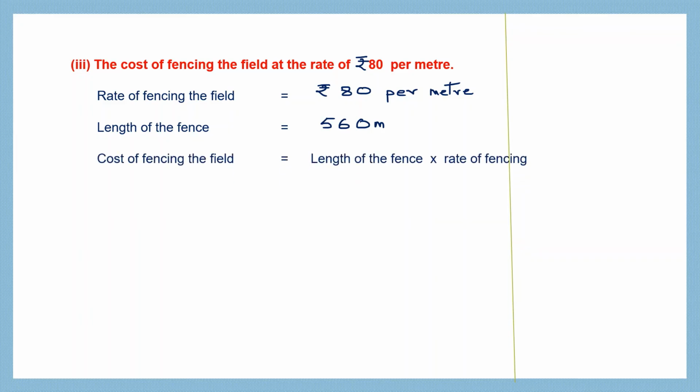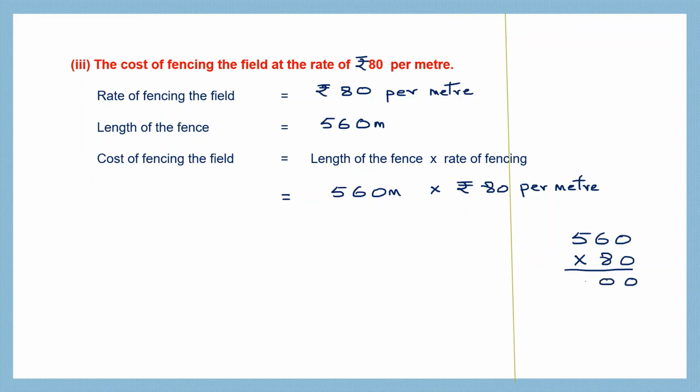So the cost of fencing is length of the fence into rate of fencing. Length of the fence is 560 meters. Rate of fencing is 80 rupees per meter. So that means we need to multiply these two numbers. So let's multiply 560 into 80.